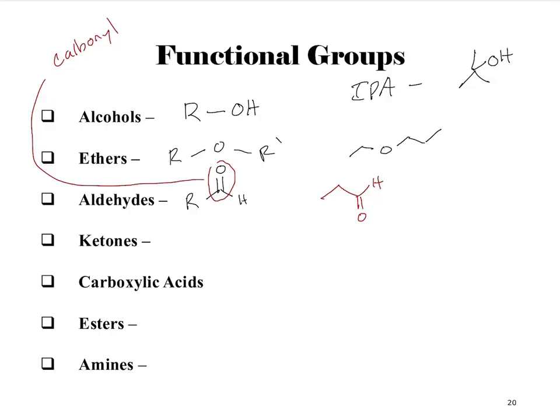Ketones are similar to aldehydes, except we lose the hydrogen and that's just bonded to another R group. So ketone is going to be an R group, double bonded carbonyl, and then another R group on the other side. Right, so an example of that. What would the two R groups be in the molecule that I just drew? How many carbons are in each R group there?